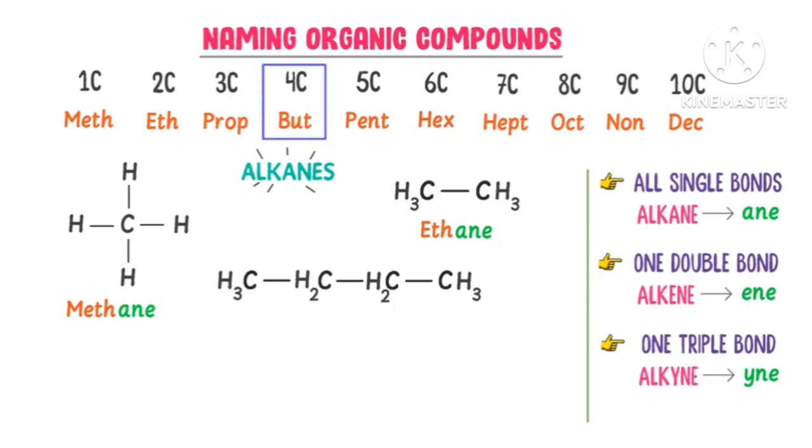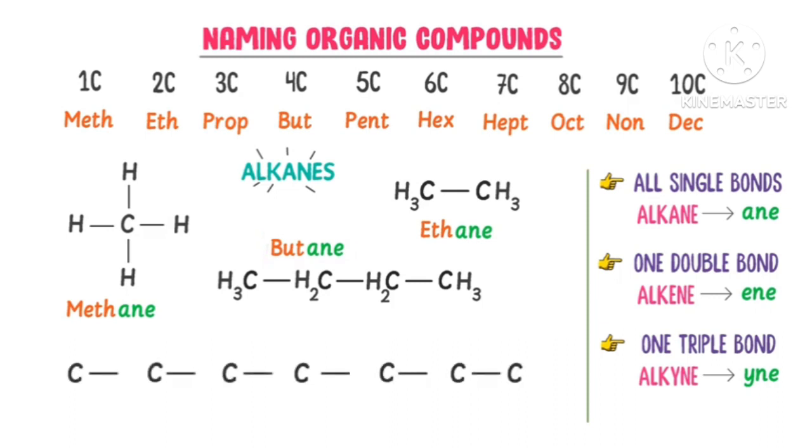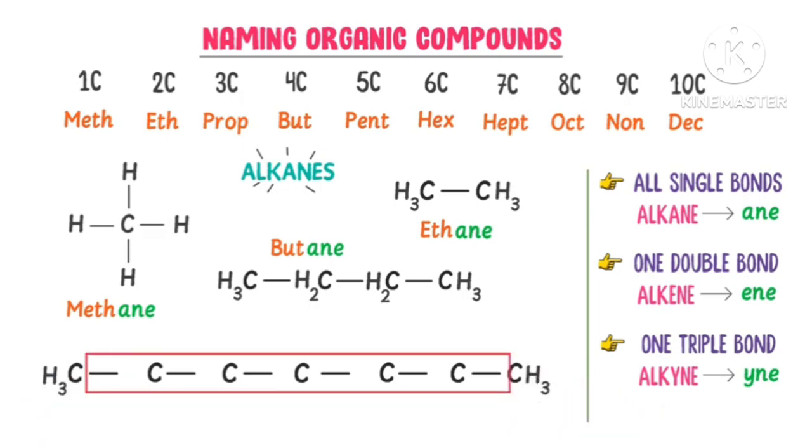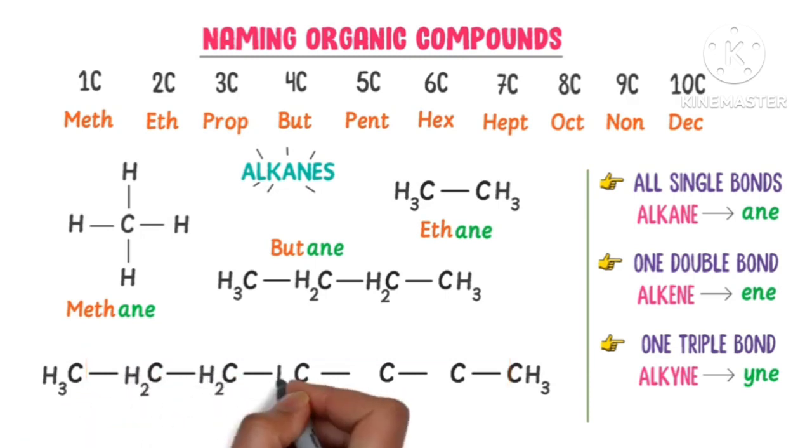There are 4 carbon atoms. I will write but. All the carbon bonds are single. I write ane. So I get butane. Fourthly, consider 7 carbon atoms. Pause the video and try to name this organic compound. Well, this carbon and this carbon form 1 bond each, so I write CH3 and CH3. The rest of the carbons form 2 bonds each, so I write CH2, CH2, CH2, CH2 and CH2.